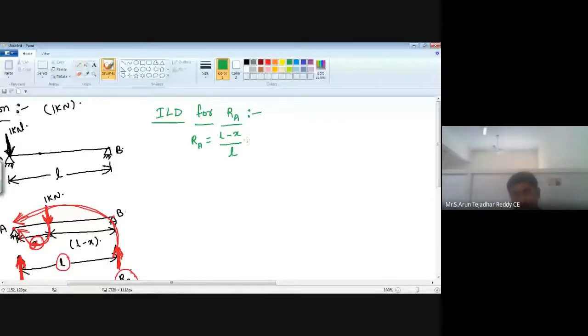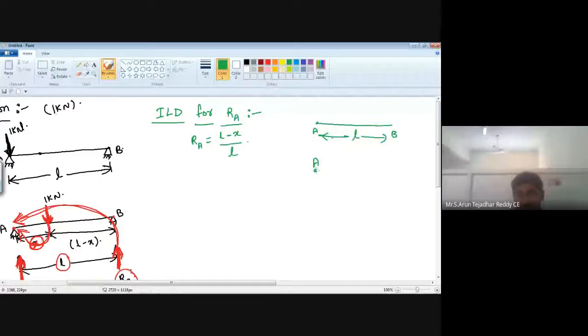Now here, in this given diagram, we have 2 points A and B. The whole span is L. Now find out ILD for RA. It means first of all at point A. Is there any distance at point A? No, it's just a point. We don't have any distance at point A.